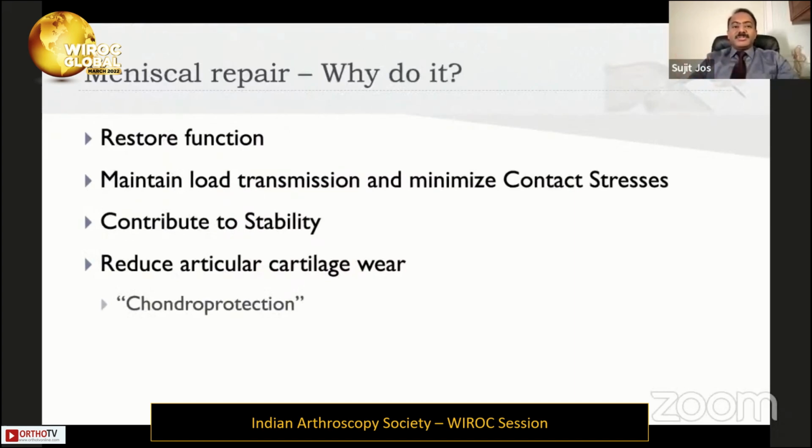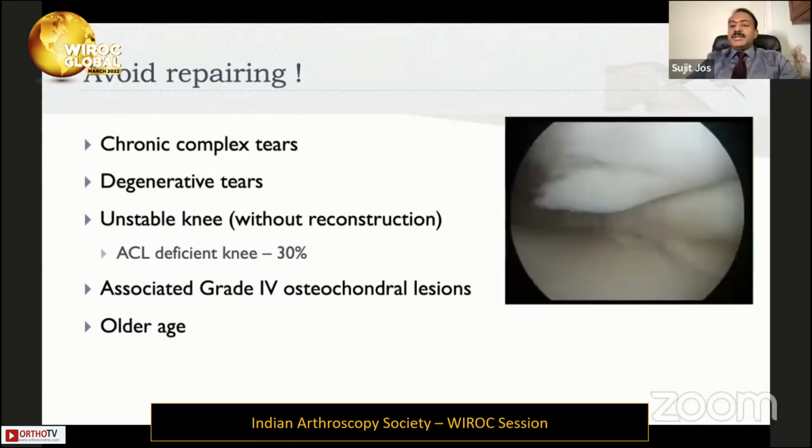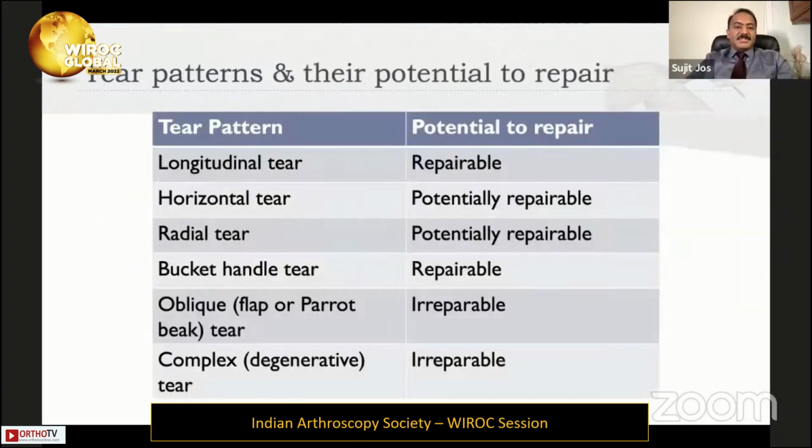To restore the function, maintain the load transmission and minimize the contact stresses, contribute to stability and reduce cartilage wear, that is chondroprotection. Avoid repair when there is a chronic complex tear, a degenerative tear, especially in an older individual, an unstable knee without ACL reconstruction. The chance of re-tear would be around 30%, and associated grade 4 osteochondral lesions, or in older age. That definition changes mainly based on the physiological age of the patient, usually above 50 or above 45. Be careful when you think about meniscus repairs.